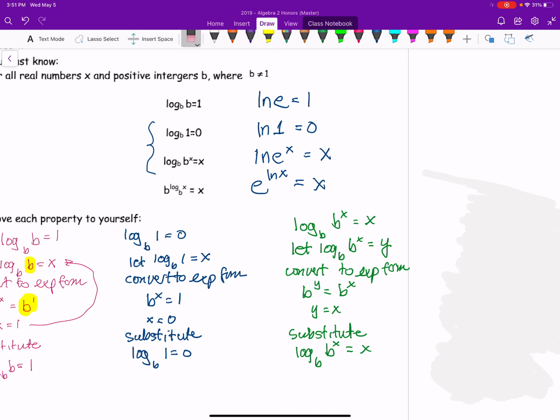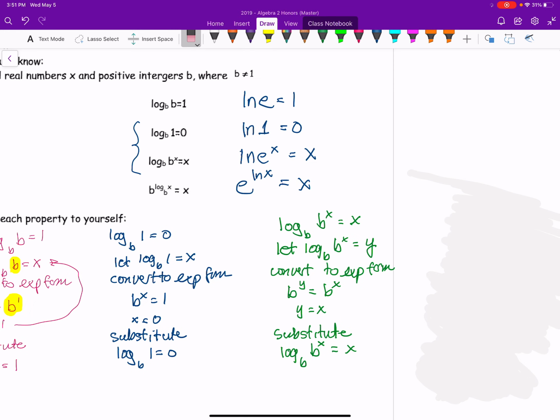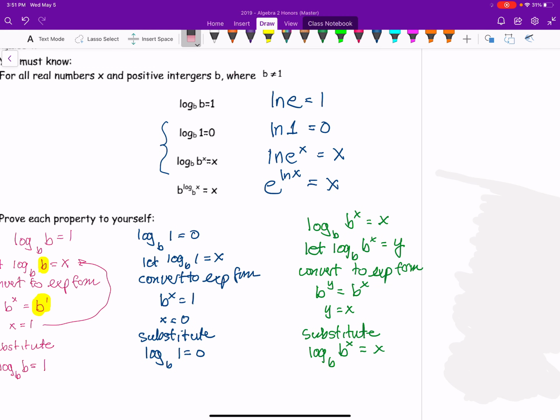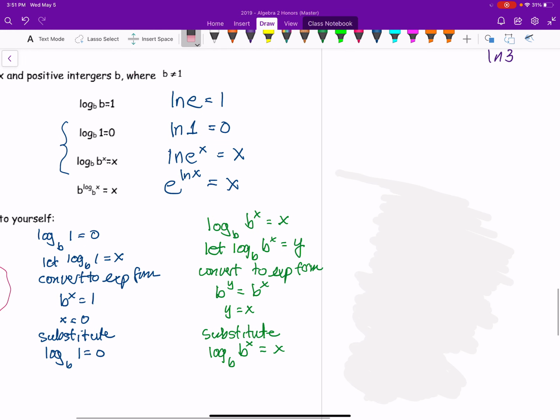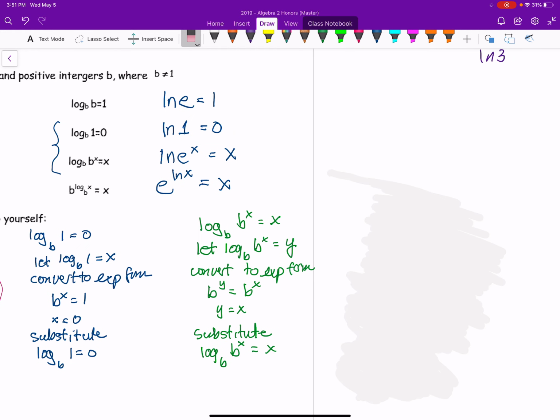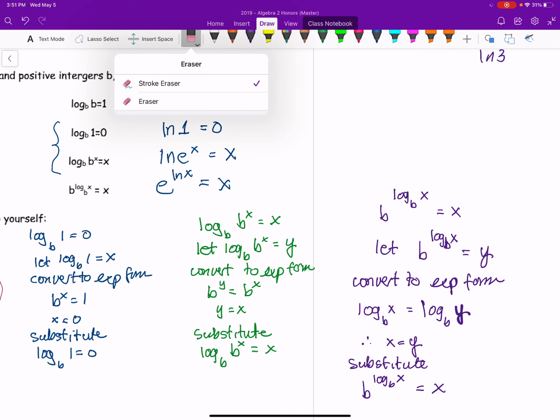So here are the proofs. They follow basically the first one. Set the logarithm equal to x, convert. That means x would have to equal this. Substitute for all of them. The last one is slightly different in its proof, but is not far off.